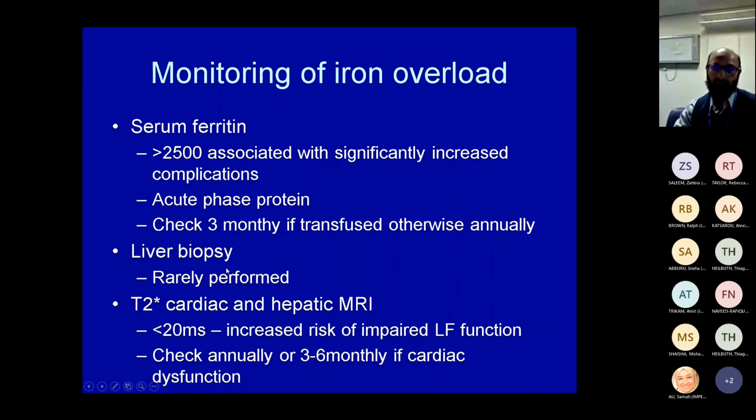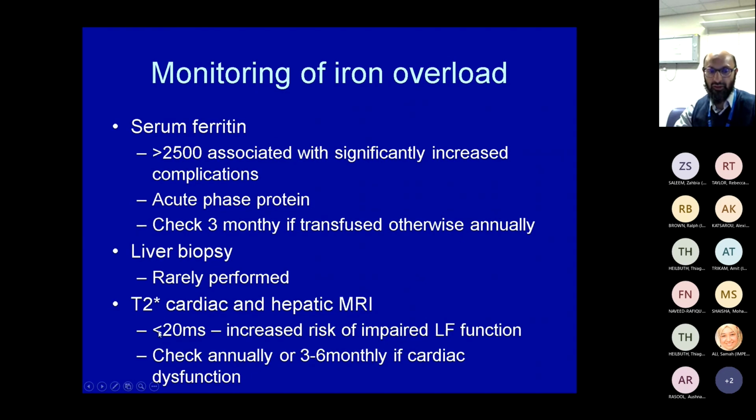And obviously the gold standard, and in the past the way we would make a decision on iron chelation, would be by measuring tissue iron overload on a liver biopsy. However, now thankfully we have very good non-invasive modalities for looking at iron overload, so the T2 star cardiac MRI and the hepatic MRI.